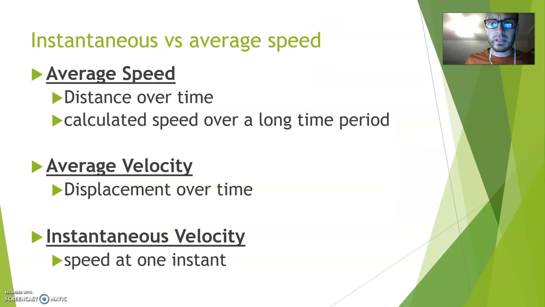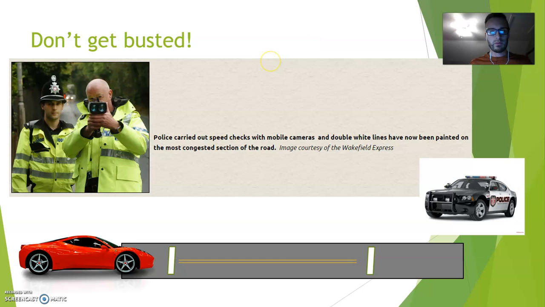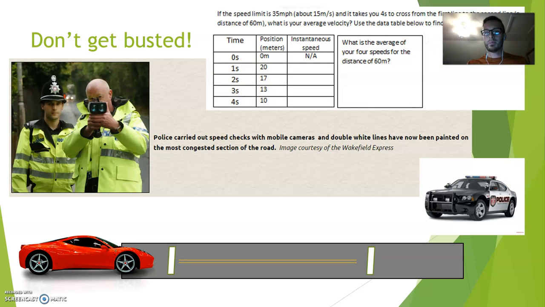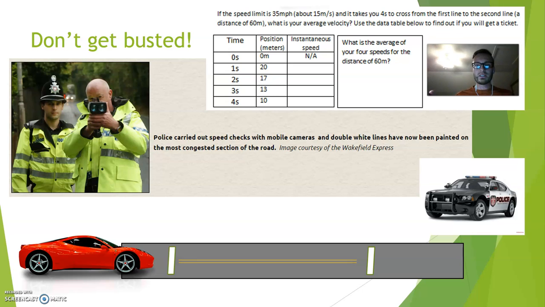Now, before we jump into it too far, I want to get you familiar with a couple of terms here: average speed, average velocity, and instantaneous velocity. So I'll give you an example of what average speed would look like. If you drive around small towns, especially here in Pennsylvania, the local police are not allowed to use radar guns, at least not as of 2018 when I made this slide.